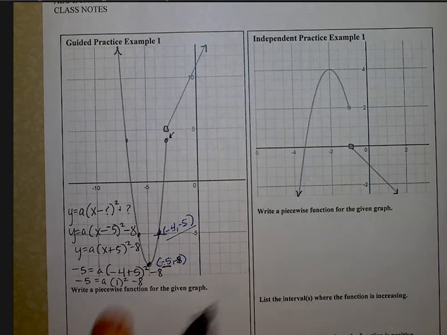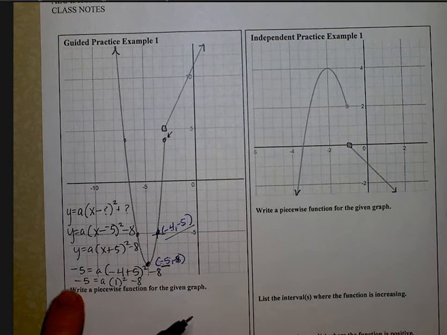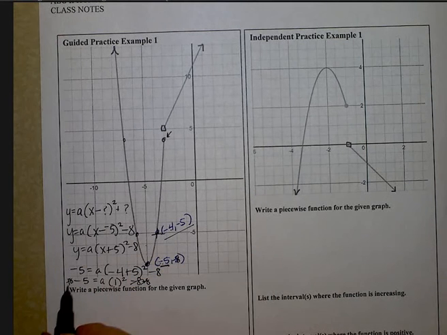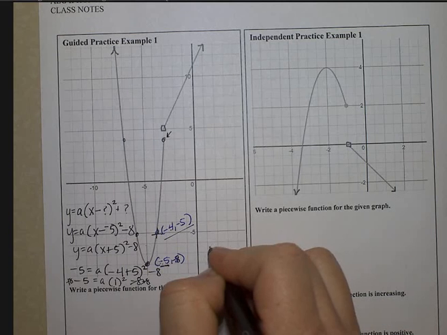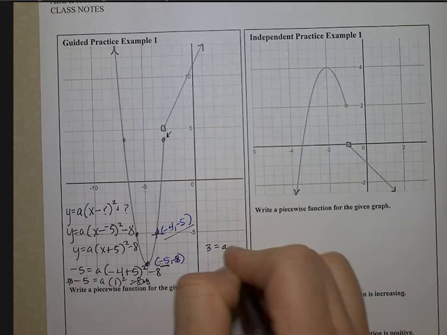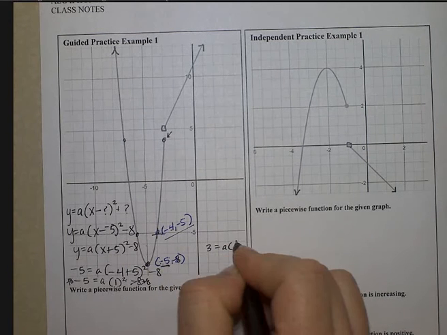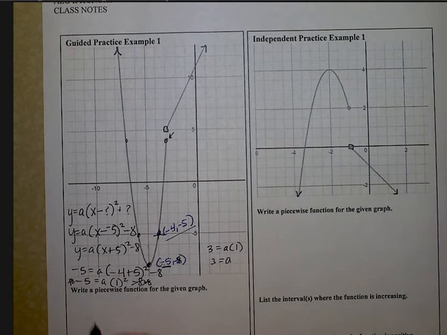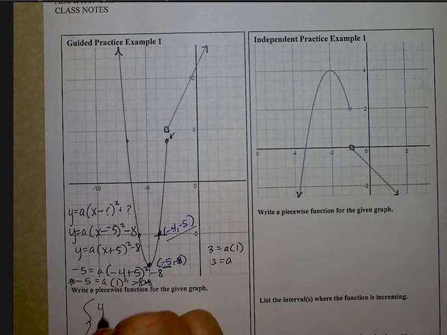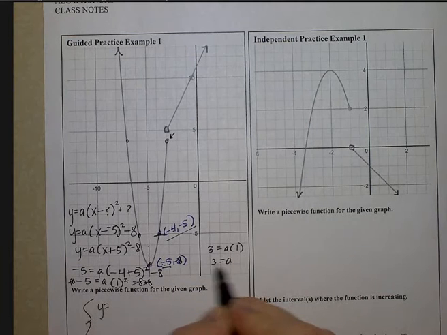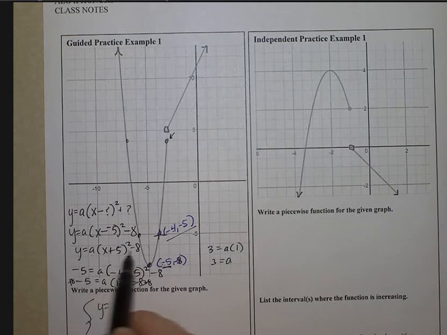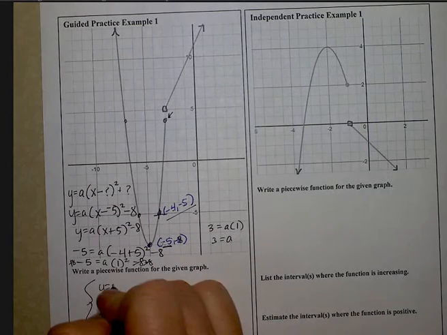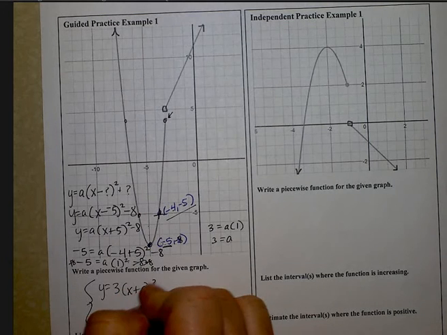Okay, so I'm going to start by adding 8 to the opposite side. So 8 minus 5, I'm going to come over here, 8 minus 5 is 3, and 1 squared is 1. And when I divide both sides by 1, I get a equals 3. So one equation here is y equals, again, a is 3. Let's go back up to this point right here. Y equals not a, but 3 times the quantity x plus 5 squared minus 8.